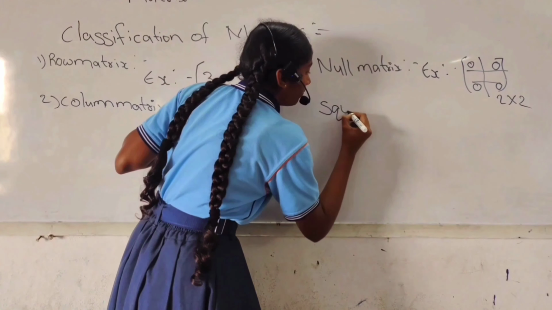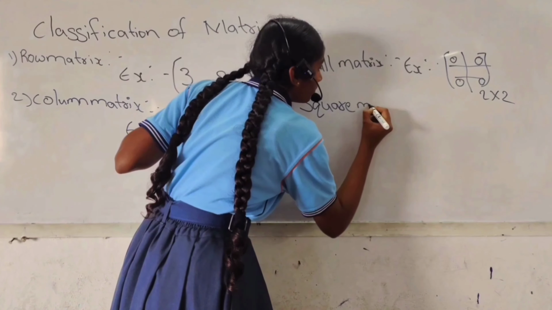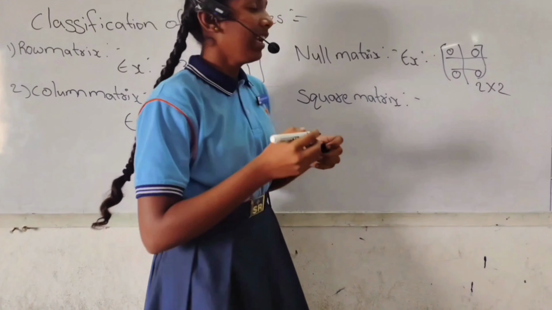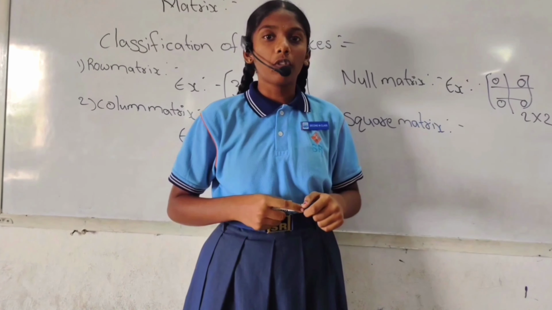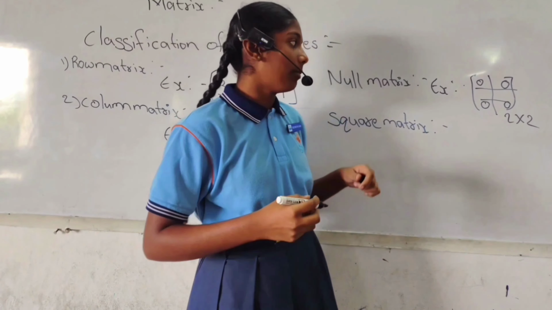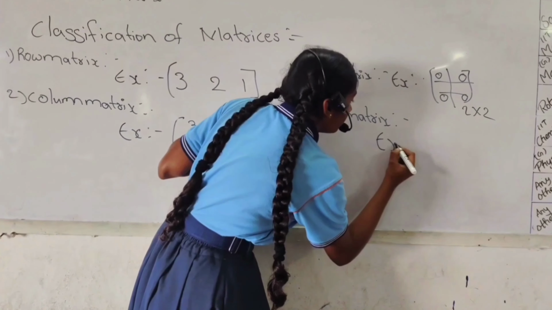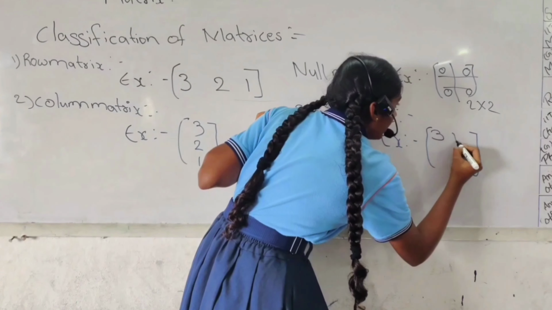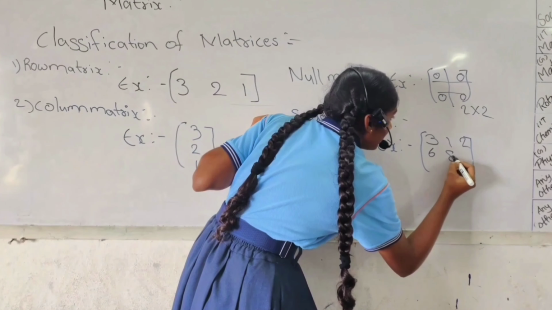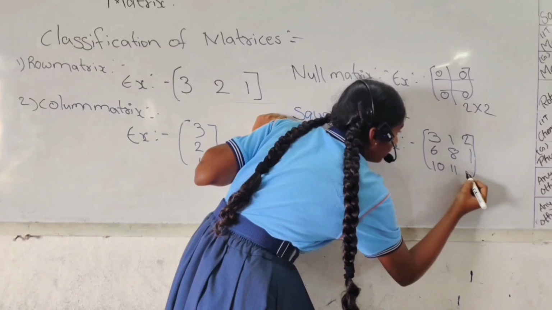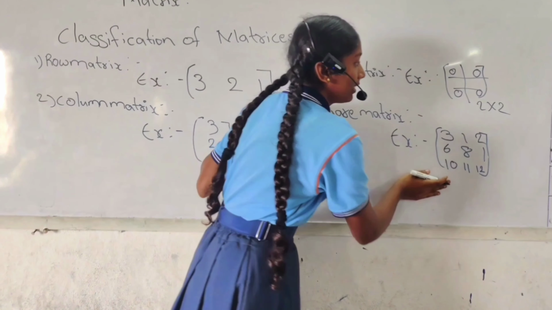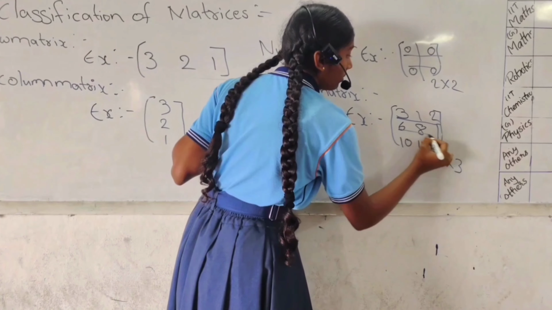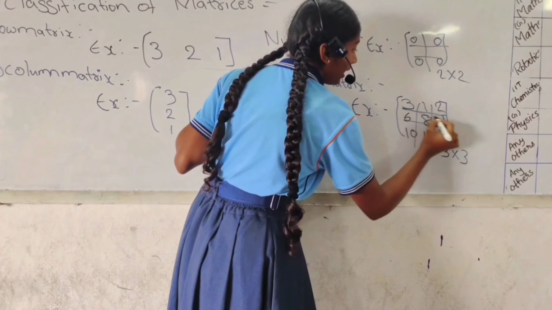Next, square matrix. In a matrix, if the number of rows and the number of columns are equal, then it is called a square matrix. Example: 3, 1, 2, 6, 8, 1, 10, 11, 12. Here the order of the matrix is 3 by 3. It has 3 rows and 3 columns.